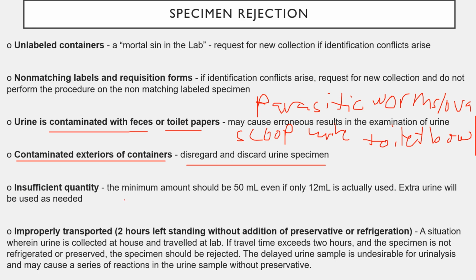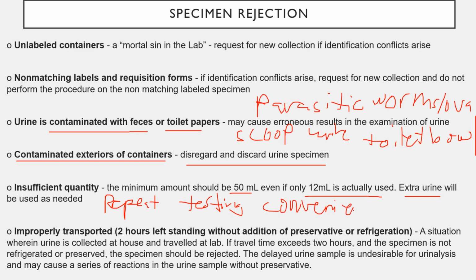Then insufficient quantity, class. So at the minimum, class, the amount of urine collected should be 50 ml, even though only 12 ml is actually used. Always, class, have extra urine so that when you do a repeat testing, it would be convenient.